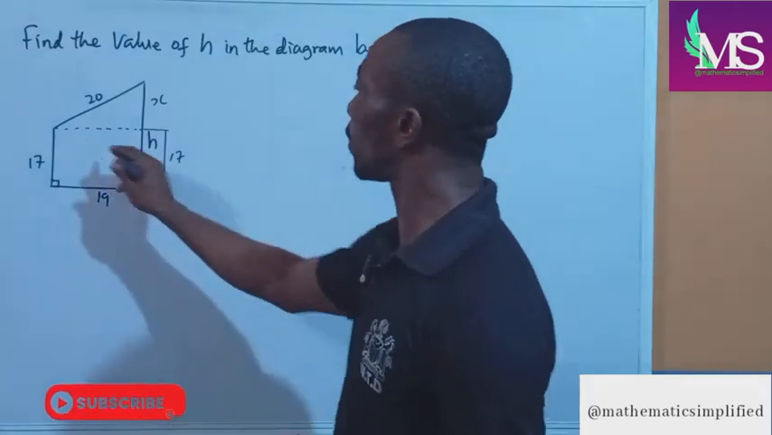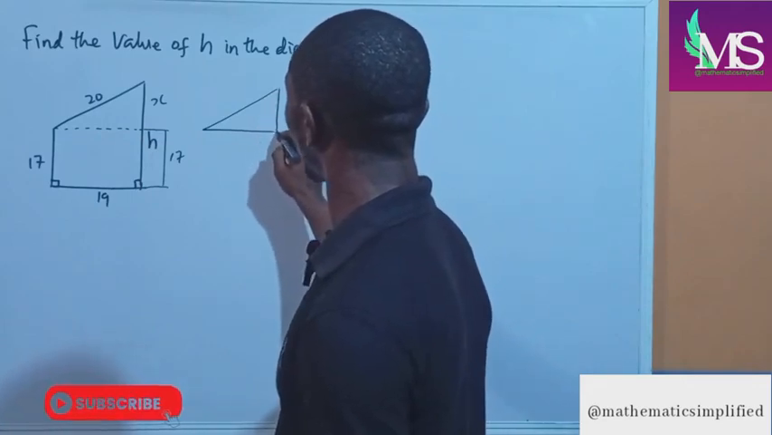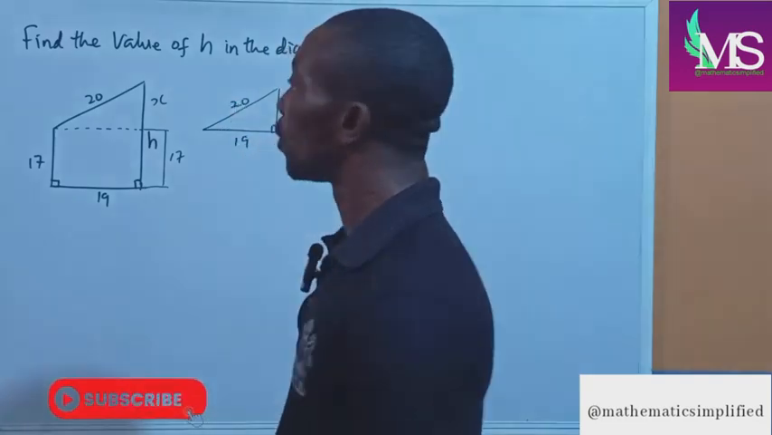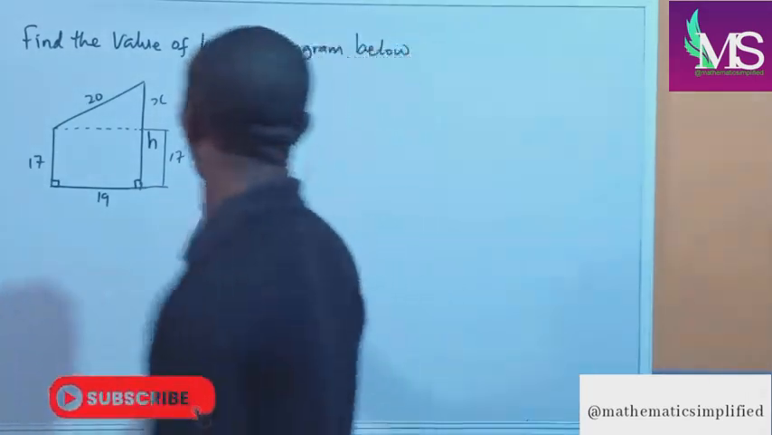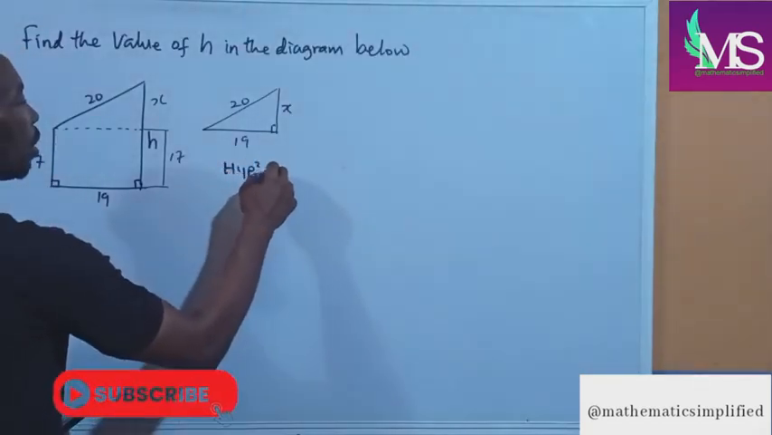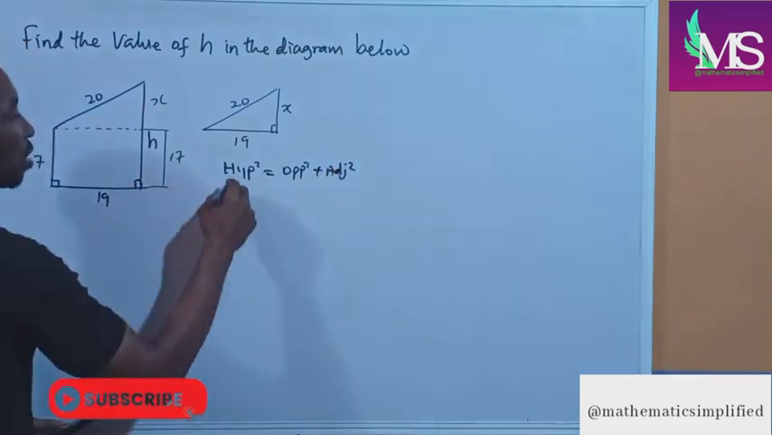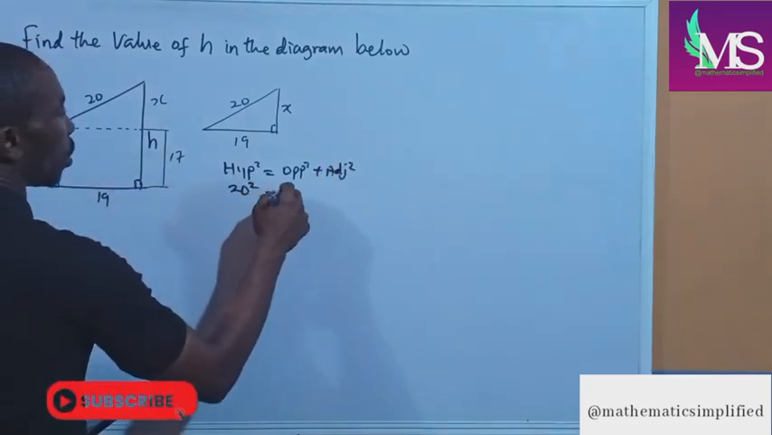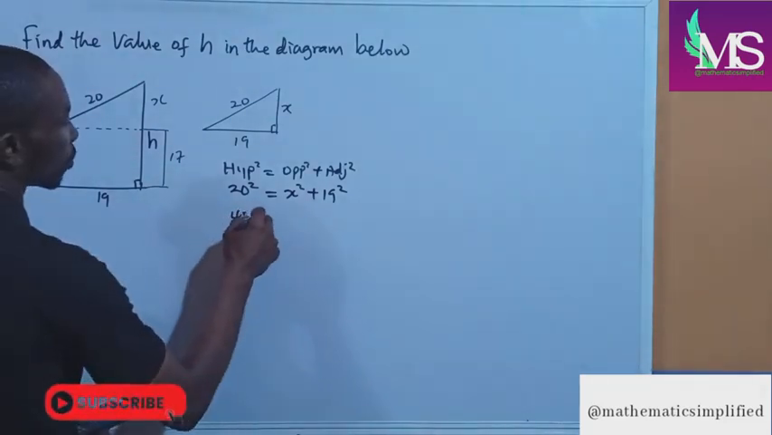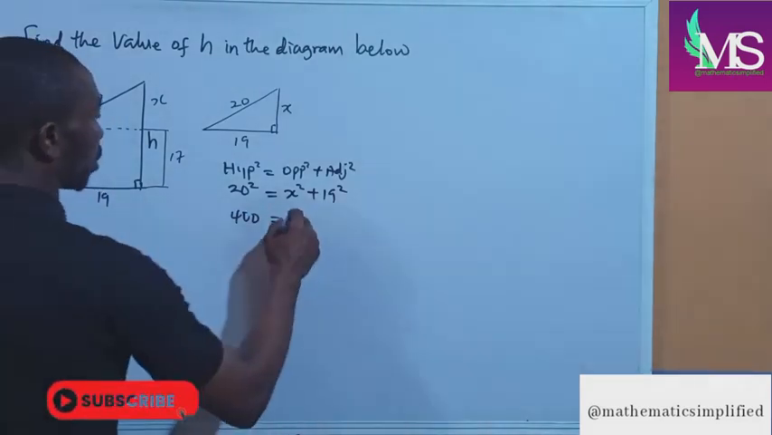Let's look for x. Now bringing out this diagram, this smaller triangle here, we have this as 19, this is 20, and we have x. Now, we can apply Pythagoras theorem in this diagram. Applying Pythagoras theorem will be hypotenuse squared equals opposite squared plus adjacent squared. So in this case, this will become 20 squared equals x squared plus 19 squared. Now 20 squared is 400 and x squared is 19 times 19, which is 361.